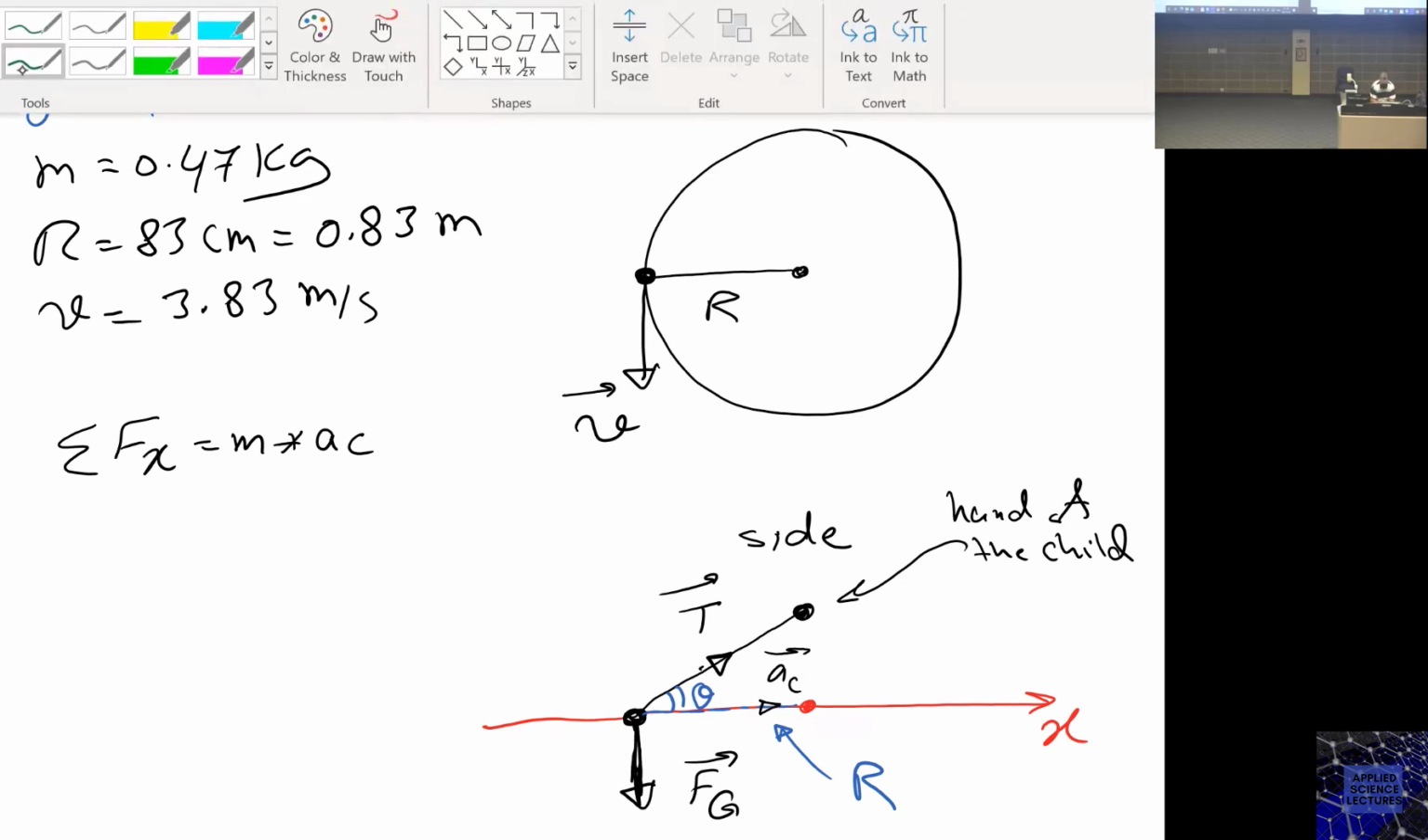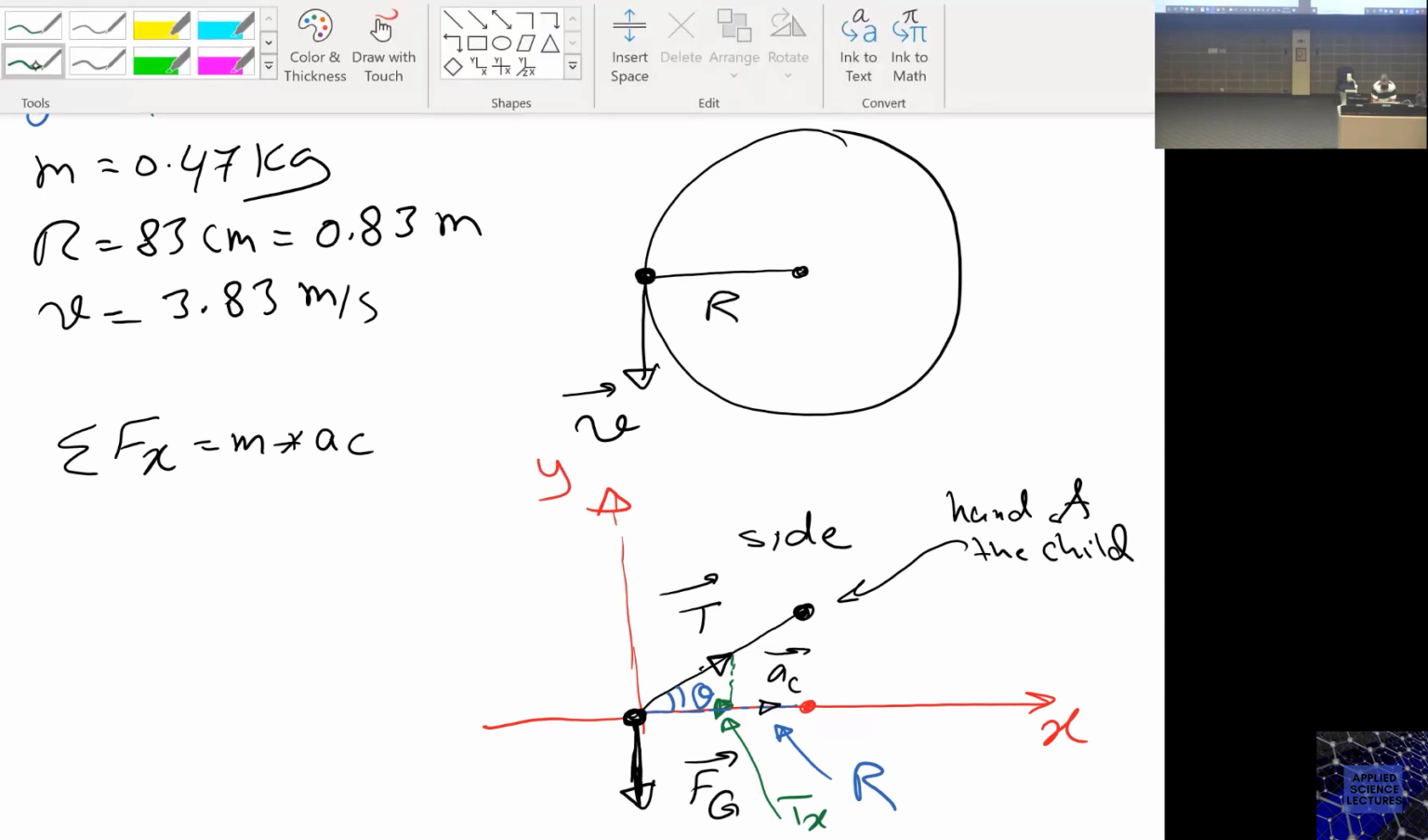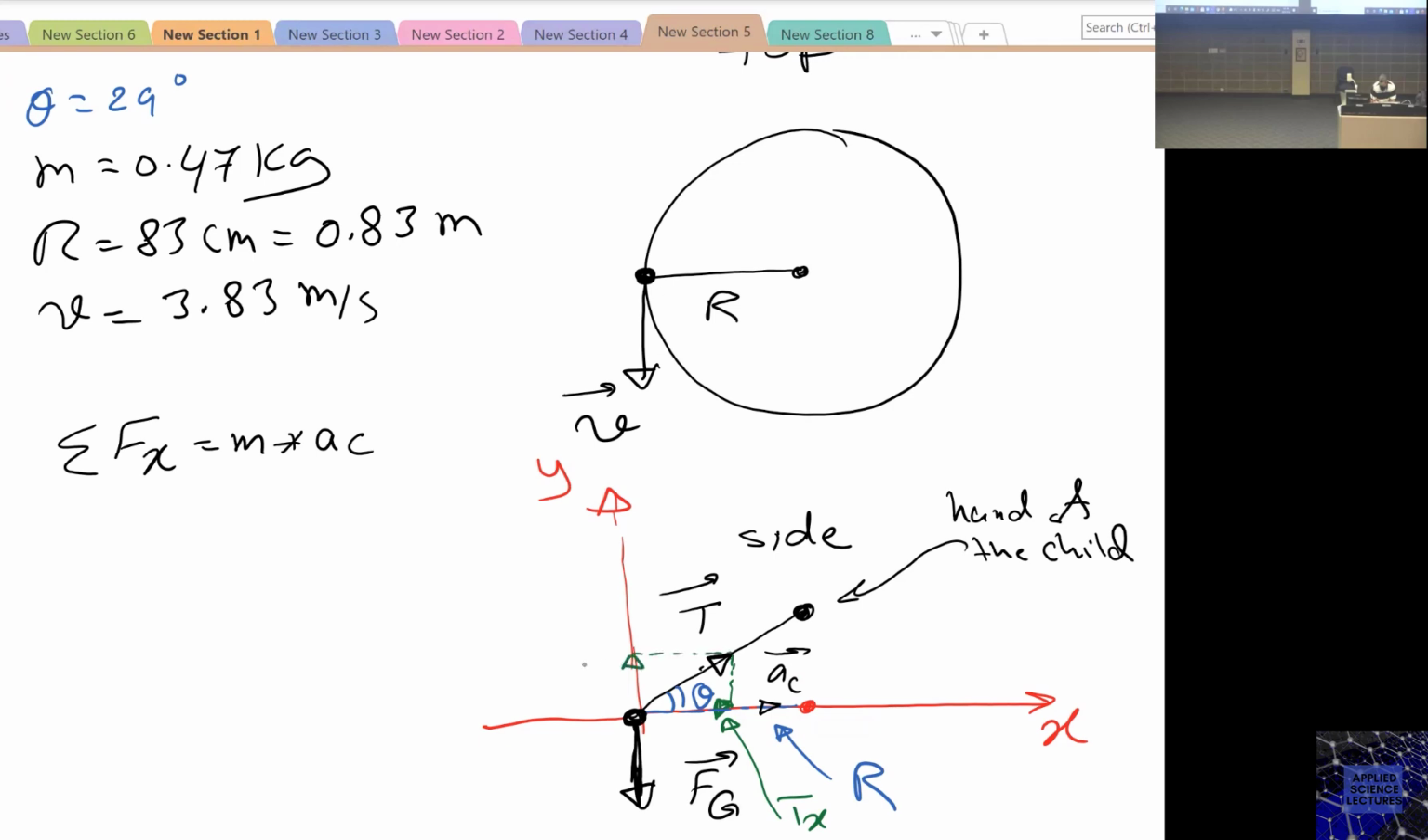So having said that, I will draw this component, which is basically projecting this. So this one is Tx. If I am to put the y-axis, then this one would be Ty. Right now, I'm only interested in the x-axis because this is the direction that I have the centripetal acceleration. So sigma Fx is indeed Tx, only Tx, equals m times AC.